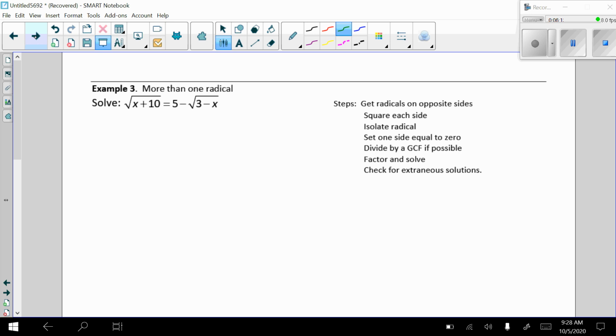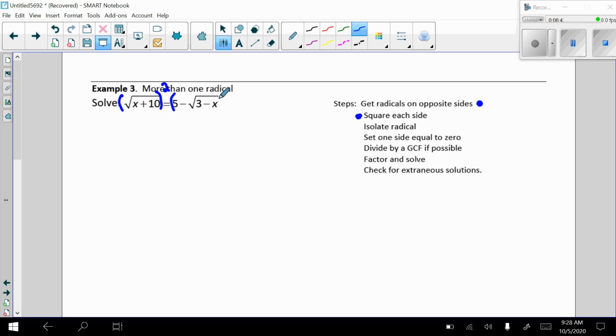Okay, so example 3 gets a little bit more challenging because what you'll notice is we actually have radicals on both sides of the equation. So what we're going to do is get radicals on opposite sides of the equation. Well, this one's already done for you. Sometimes you'll have two radicals on the same side and you'll have to move one over. Kind of the same routine though. We go ahead and we square each side.